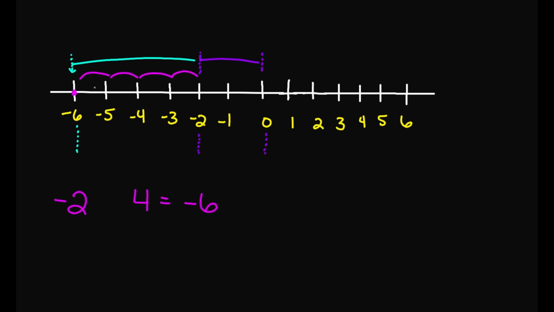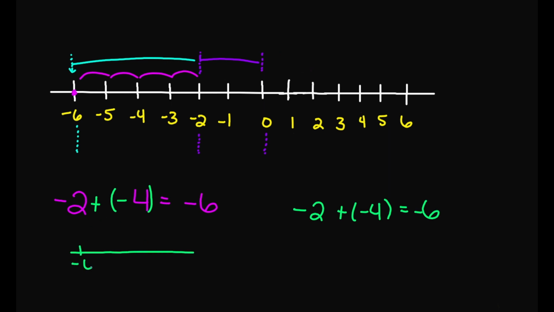However, since I moved to the left 4, do I have a positive integer or a negative integer? We have a negative integer because I moved to the left 4, and we know that we're adding our integers. So your final answer is going to be negative 2 plus negative 4. This is going to give you a negative 6. And remember to check your work.